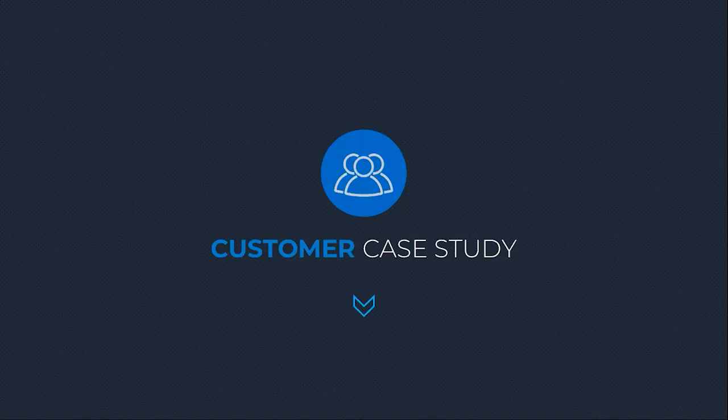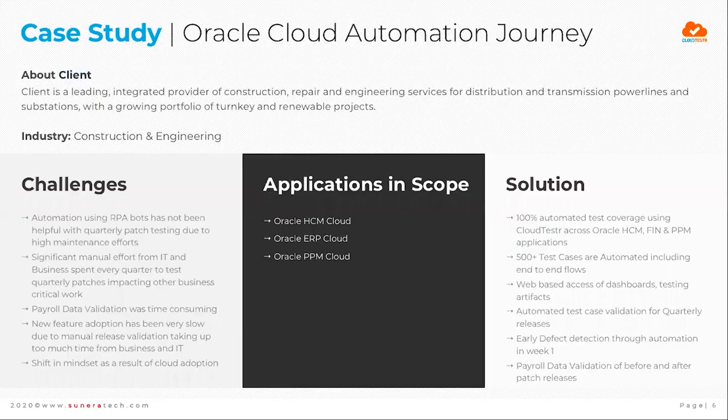I just want to talk about a quick customer case study. So this is a customer, an integrated provider of construction, repair, and engineering services. And they have Oracle HCM Cloud, ERP Cloud, and PPM Cloud. So in terms of challenges, this customer had tried some automation before, but maintenance has been a big challenge. The IT team was spending a lot of time, and business team was spending a lot of time every quarter, almost 2,000 plus hours a quarter, to validate these applications.